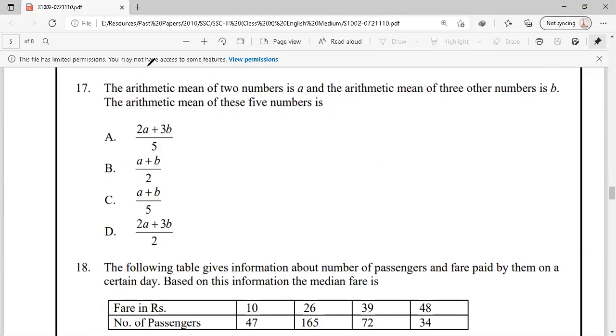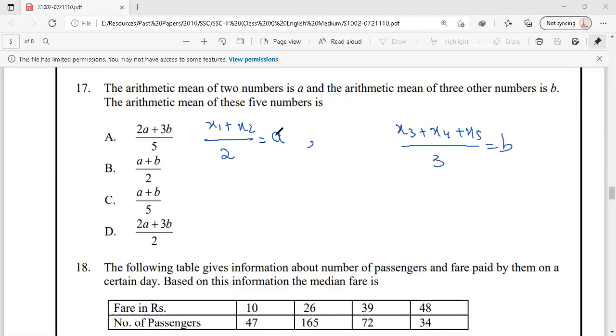Let's come to question number 15. The arithmetic mean of two numbers is A and the arithmetic mean of three numbers is B. We have to find the arithmetic mean of five numbers. Let's say those numbers are x1, x2. The mean of two numbers is equal to A, and the arithmetic mean of three other numbers, let's say these are x3, x4 and x5, is equal to B. We have to find the arithmetic mean of these five numbers.